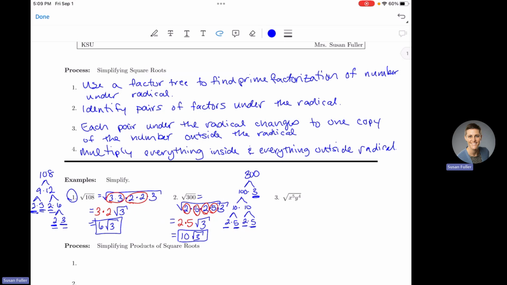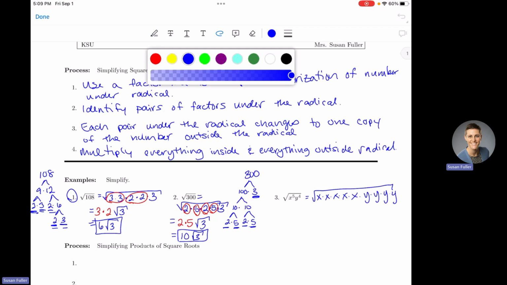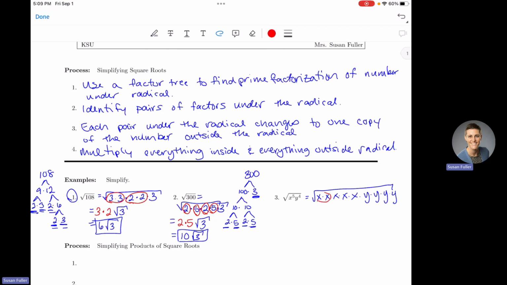All right. And then we can also do this with variables. Now this one's a little different because I can't break x to the 5th and y to the 4th down in factor trees like this, but we can figure out what it means as far as what exponents mean. So x to the 5th means x times itself 5 times. And y to the 4th means I've got y times itself 4 times. And so once we have it written out like this, now we're just looking for pairs. Pair of x's, pair of x's, pair of y's, pair of y's.